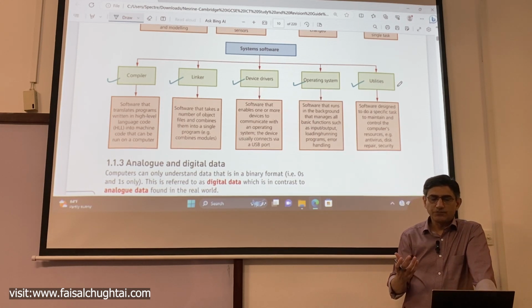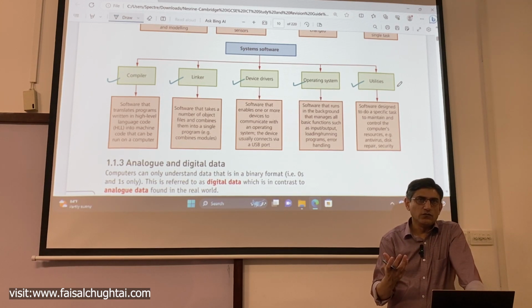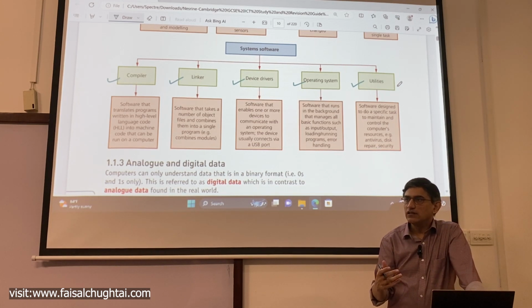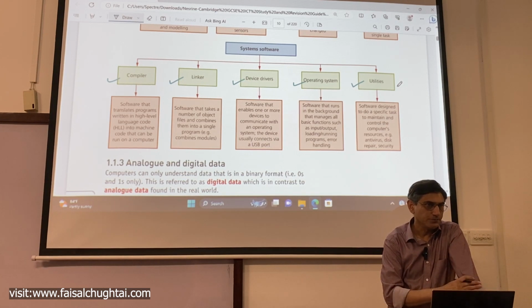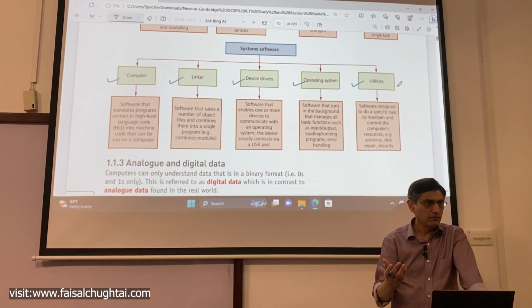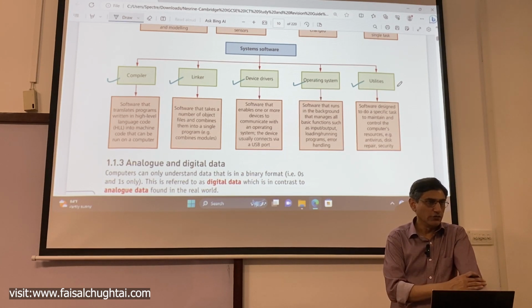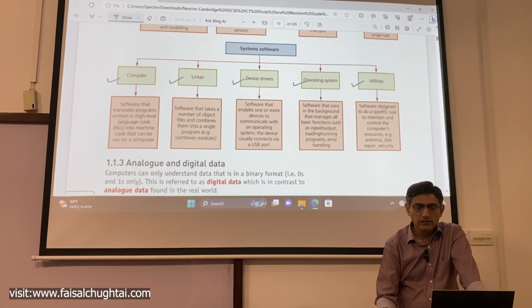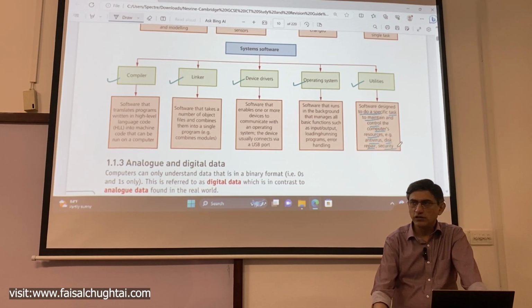Basically, utilities is a set of those programs that would do a task which is related to the maintenance or upkeeping of the computer, making sure that the computer is running free of errors without any trouble. So any such program which enables the computer to run trouble-free without any problem can be put in the category of a utility program. If you look at what's given here in the description, it says software designed to do a specific task to maintain and control the computer's resources. For example, antivirus, disk repair, security, these are all examples.